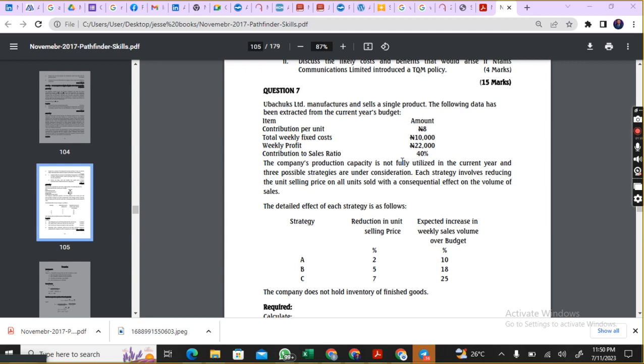So, the expected increase in weekly sales volume over budget. Now we need to understand this question very well. The company does not hold inventory of finished goods. So what are we going to do now? What is our major concern here? Let's rub minds together.